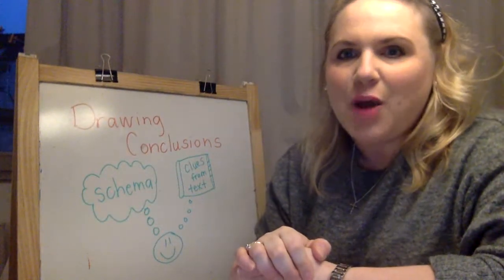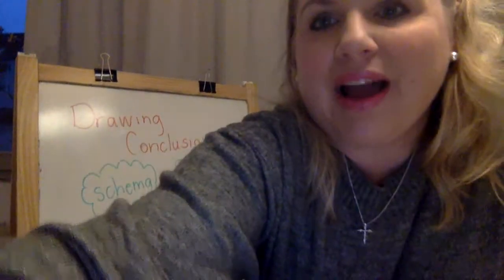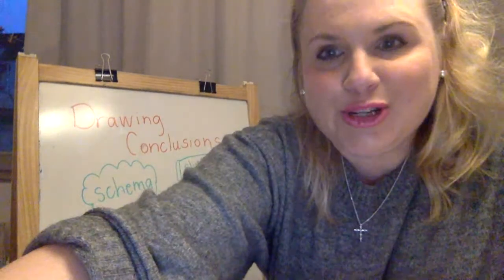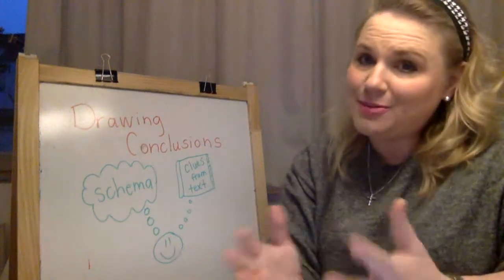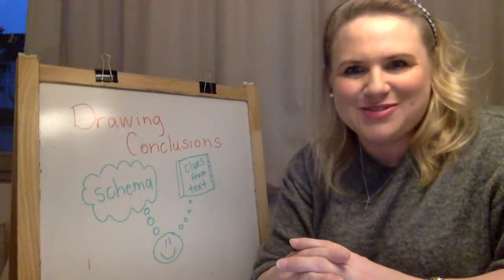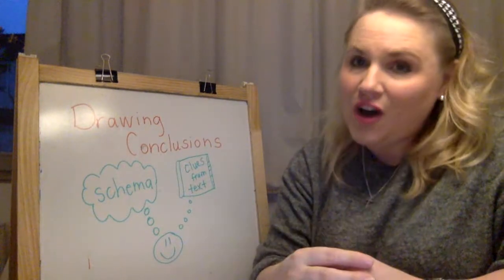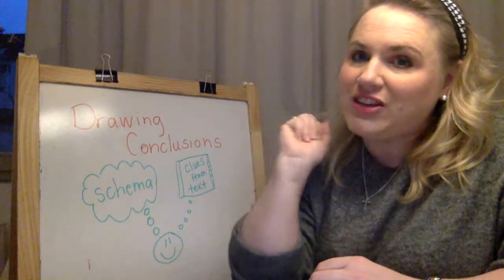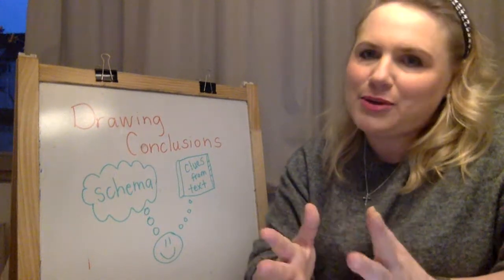For example, if I went like this, and I picked up my coffee mug, I need some coffee. What conclusion could you draw? If you said that Mrs. Surratt is tired this morning, that would be a great conclusion that you came up with. You used your schema knowing that you yawn when you're sleepy, and you used a clue that I gave you, drinking coffee and saying, I need coffee this morning. And if you put those things together, then you know that I was sleepy this morning.